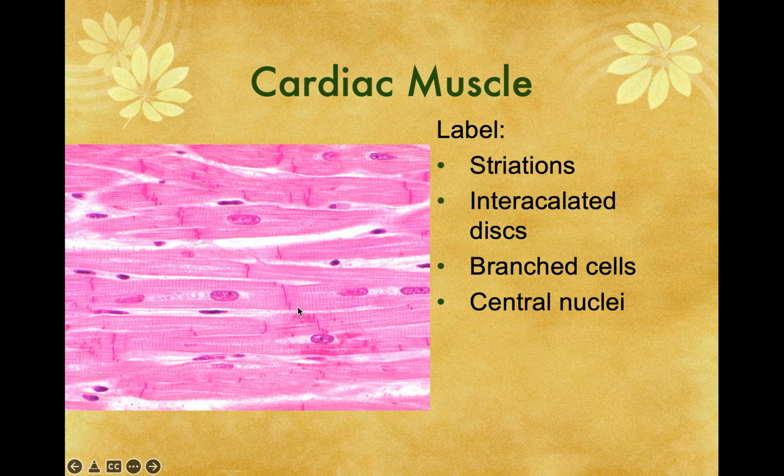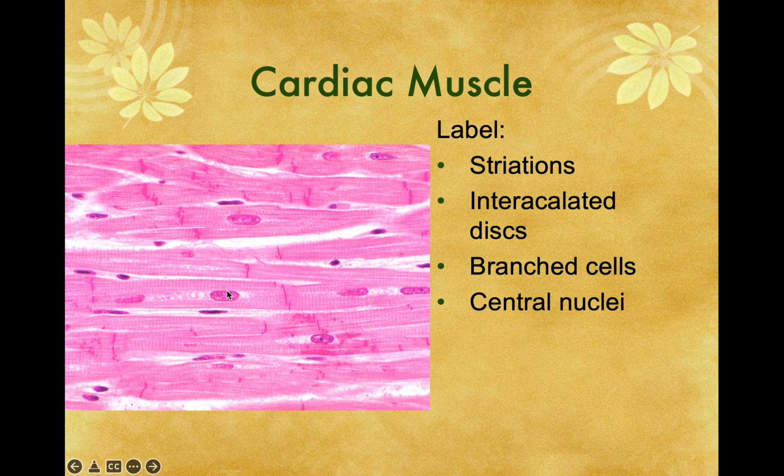Cardiac muscle, the light bands are going to be striations. The dark ones are intercalated discs. All of the cells are branching cells, but particularly it's talking about the fact that this cell starts here, but then it ends here and here, which is what branching means, so you should have labeled one of those.